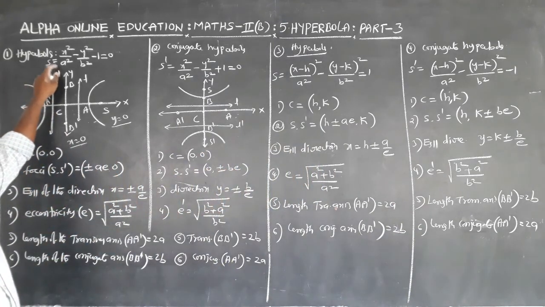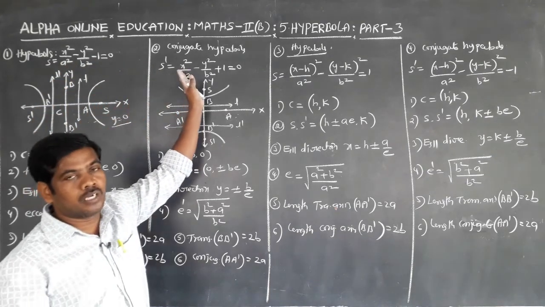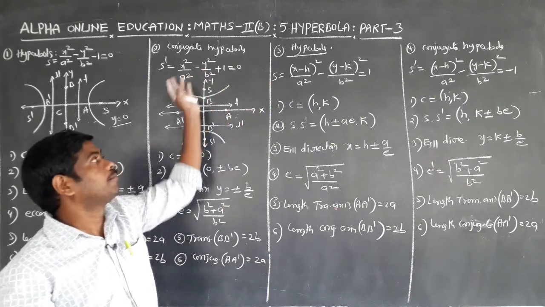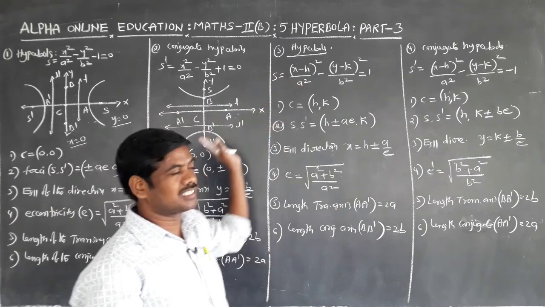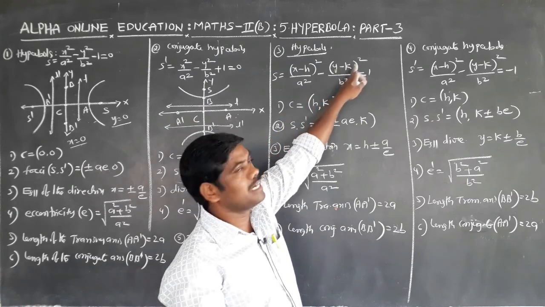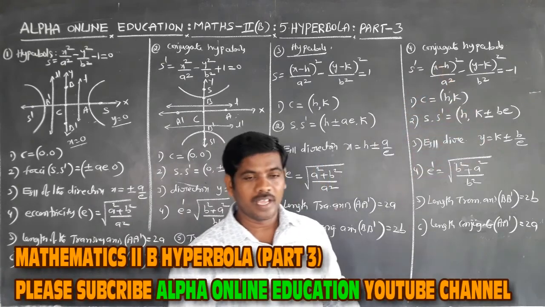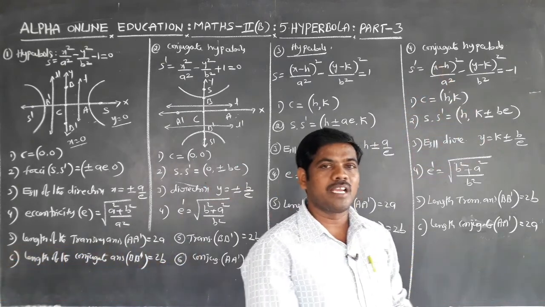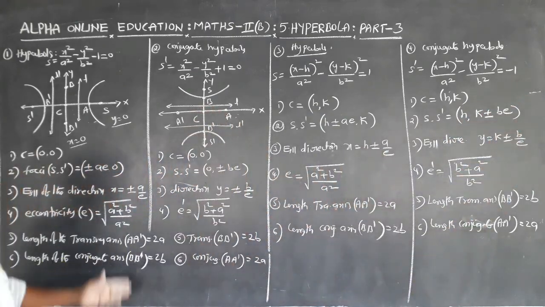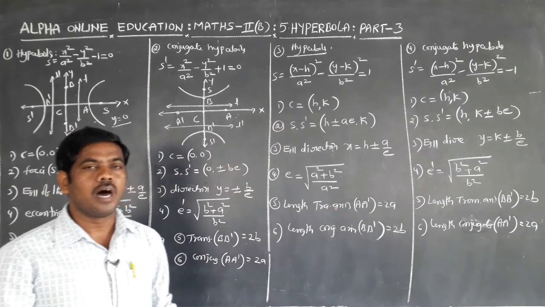First one is x square by a square minus y square by b square equal to 1. Second one, conjugate hyperbola, x square by a square minus y square by b square is equal to minus 1, or plus 1 equal to 0. Hyperbola with center shifted to h comma k: (x minus h) whole square by a square minus (y minus k) whole square by b square equal to 1. Conjugate hyperbola S dash: (x minus h) whole square by a square minus (y minus k) whole square by b square equal to minus 1. These are the most important formulas, the various forms of the hyperbola.